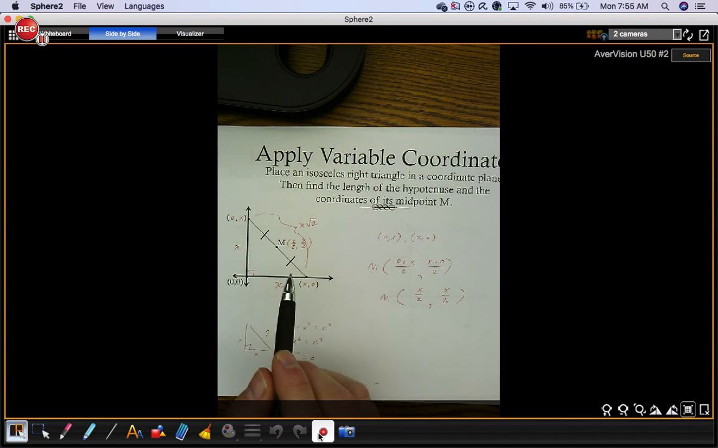So notice how we're assigning variables for the purpose of solving for every situation, not just the situation where this is 5. This works in every situation. That way you kind of have a formula where you can put any value you want in there to find a midpoint or a side length.